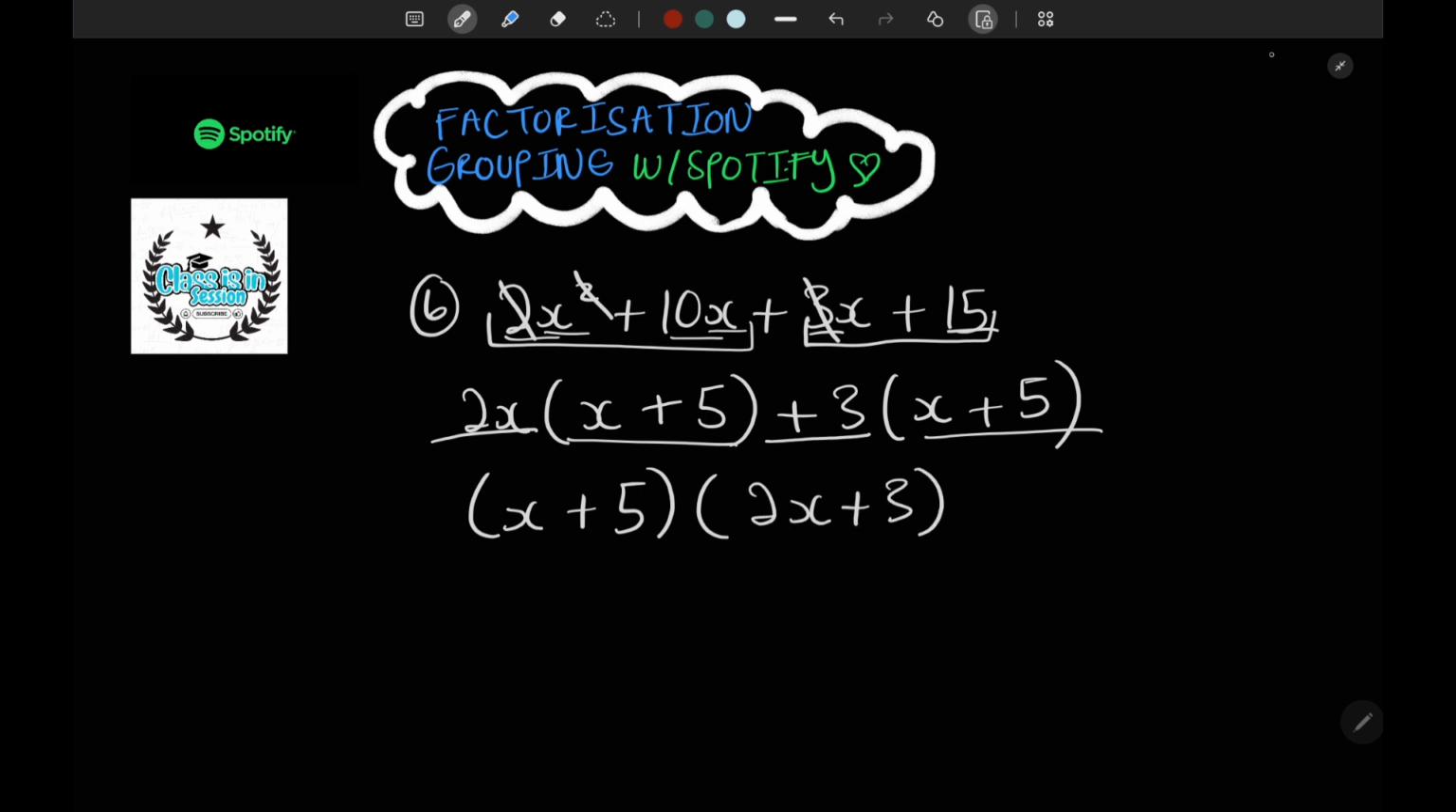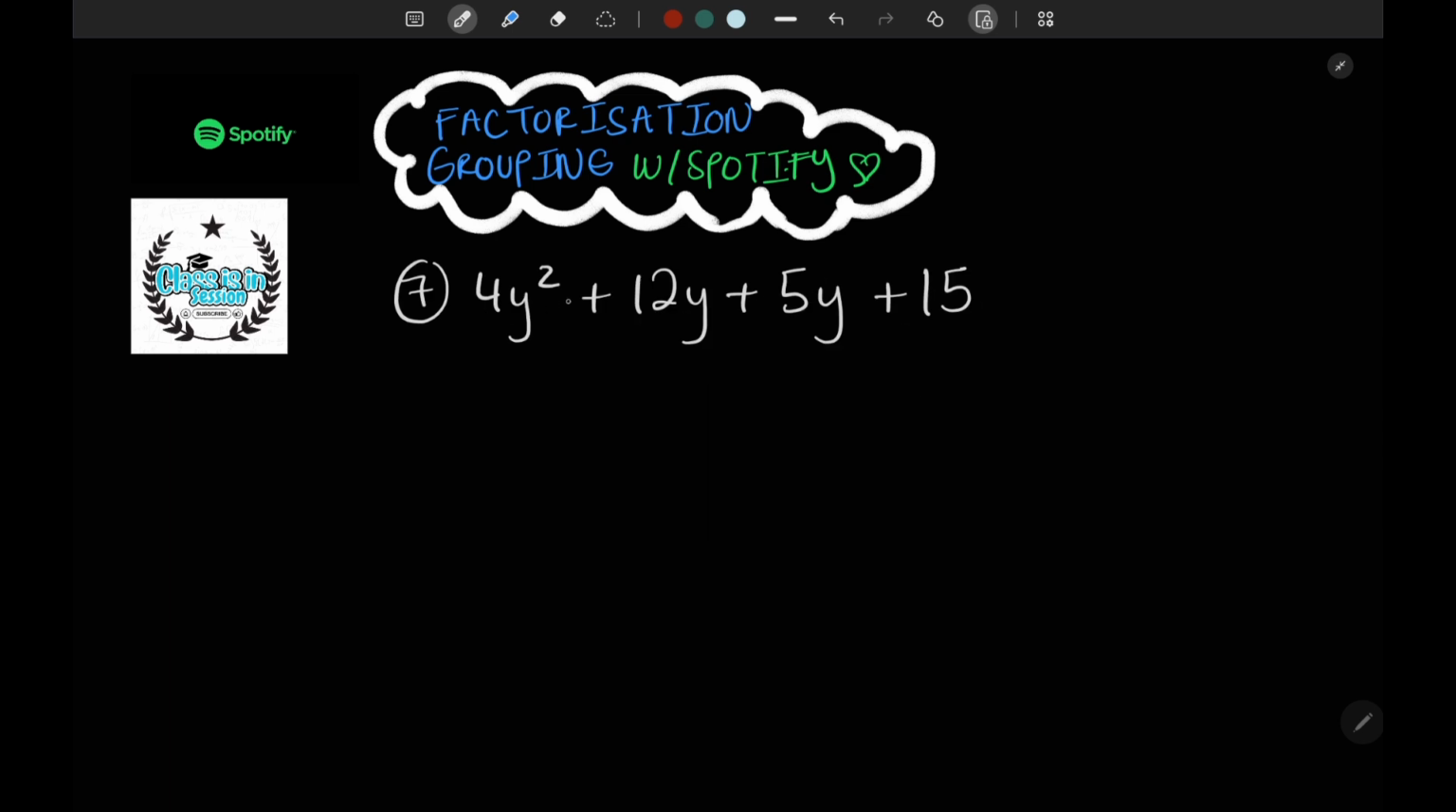Now let's do number 7. Let's do 4y squared plus 12y plus 5y plus 15. What's the first step? Factorize the first two terms. 4y squared plus 12y. What's common? 4, 12, y, and y. What's the highest common factor? 4y. Open a bracket. We have 4 divided by 4, which is 1. Y squared, take out 1y, you're left with y. Then plus 12, 12 divided by 4, 3.